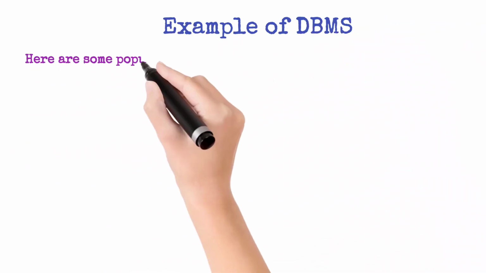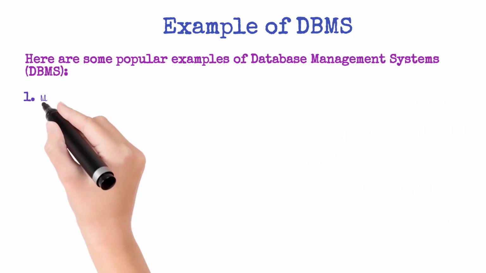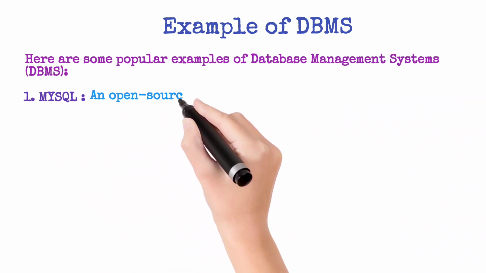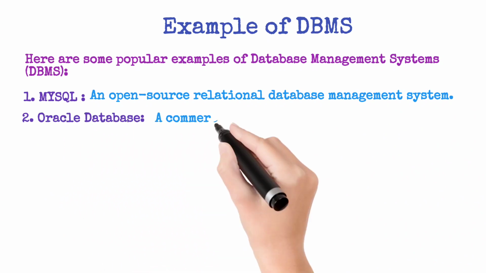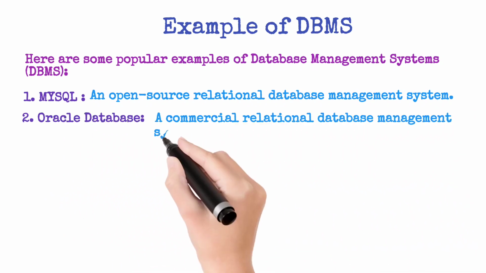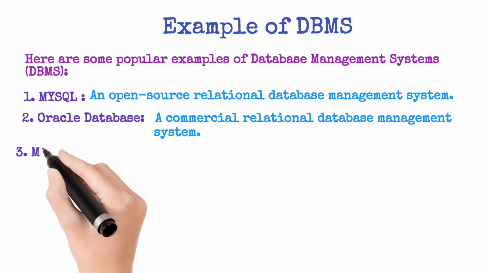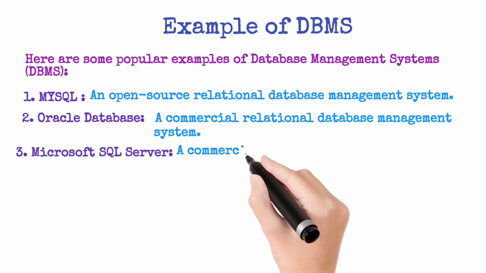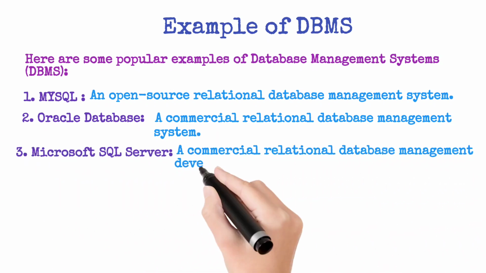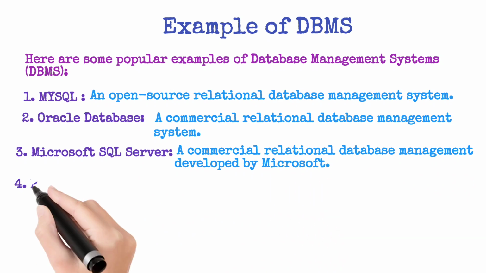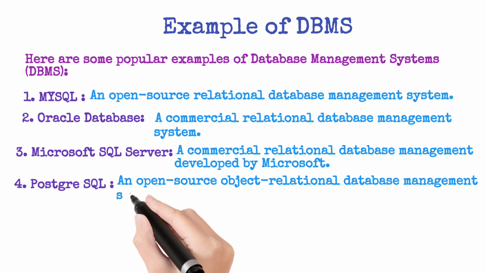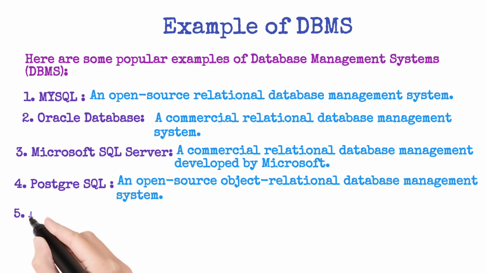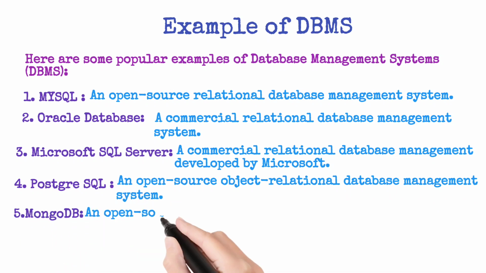Now, let's know some examples. The first one will surely be MySQL, which is an open source relational database management system. There are some other examples also, like the Oracle database, a commercial relational database management system. The third one can be Microsoft SQL Server, a commercial relational database management system developed by Microsoft. The fourth one is PostgreSQL, an open source object-relational database management system.